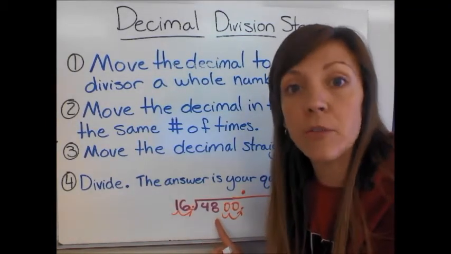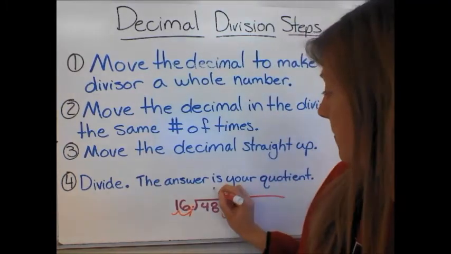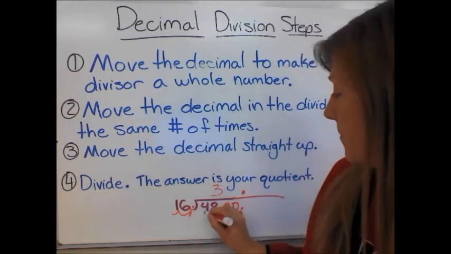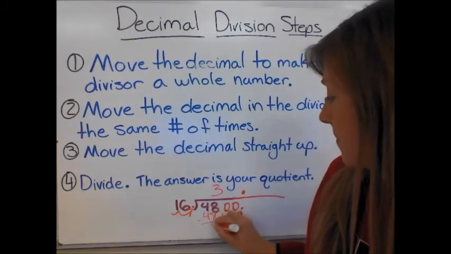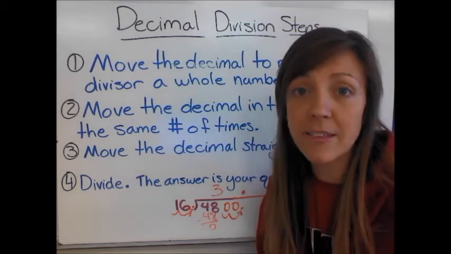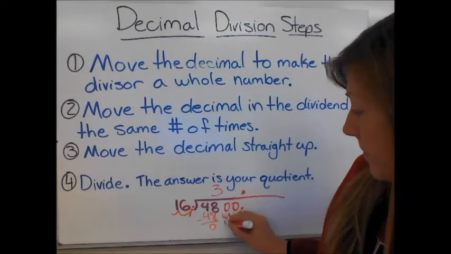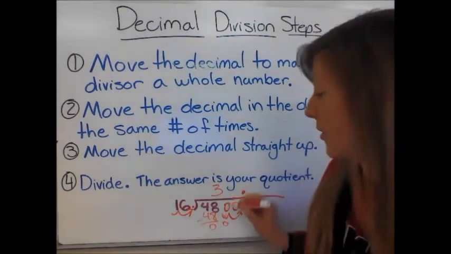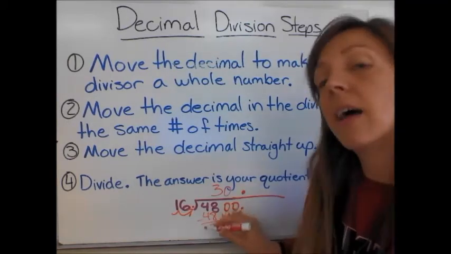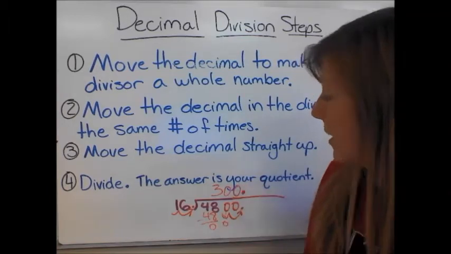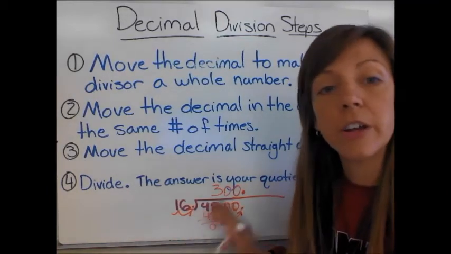16, I know goes into 48 3 times. 3 times 16 is 48. I subtract and I get 0. If I divide 16 into 0, I get 0. I'm going to continue to get 0, and I'm going to divide 16 into 0 again. So the answer here is 300.